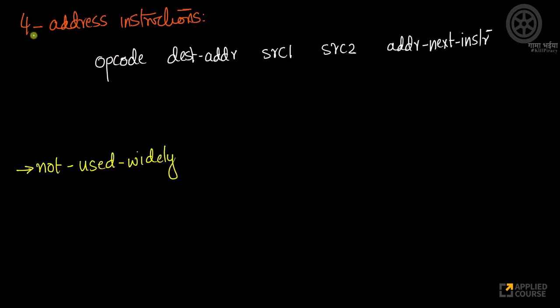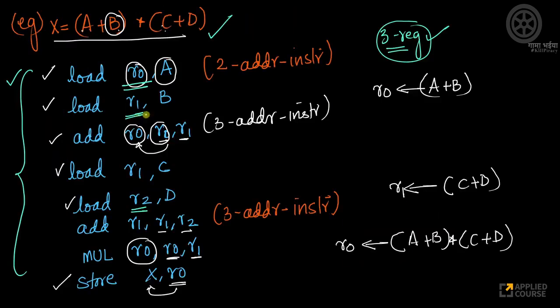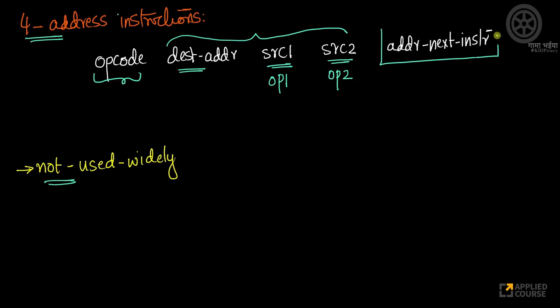Now, there is also something called 4 address instructions. These are not widely used nowadays, but it's good to know about it. So your 4 address instruction has an opcode, which tells you what operation you want to perform, your destination address, your operand 1, which we call source 1, and your operand 2, which we call source 2. Till here it is the same as your 3 address instruction. But here there is one more additional address.